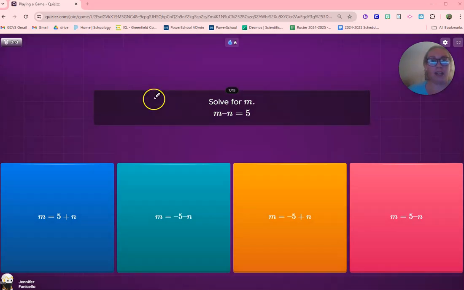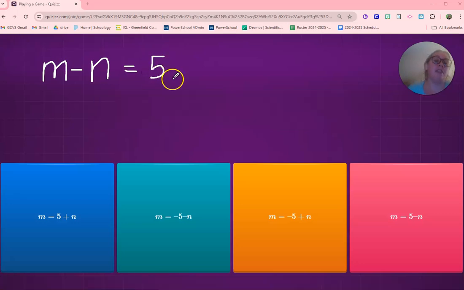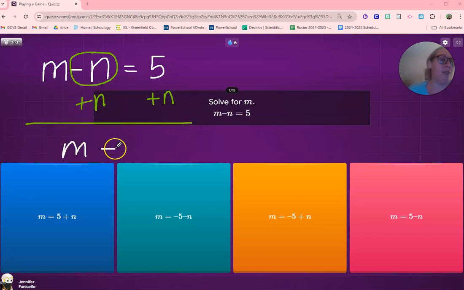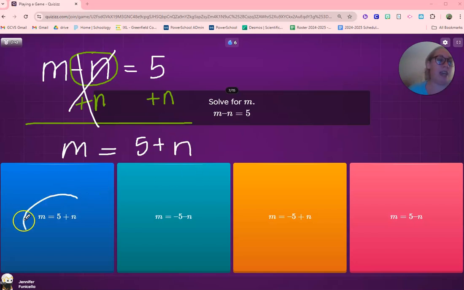And we'll go to question 7. M minus n equals 5. And we're solving for m here. So we want to get m completely by itself. So the only thing on the same side as m is this negative n. So we're going to do the opposite operation. And we have m equals negative n plus n cancels to 0. And we just have a 5 plus n. So there's our solution. First option there on the left.